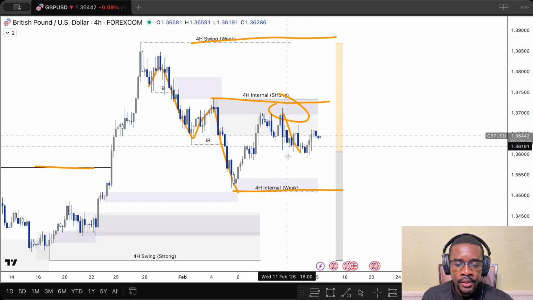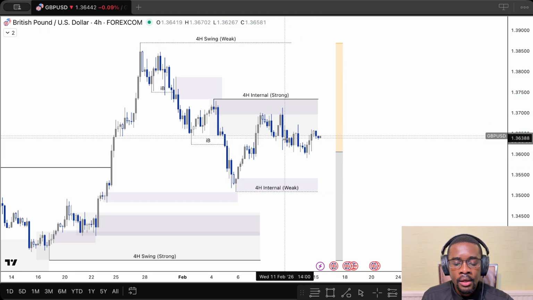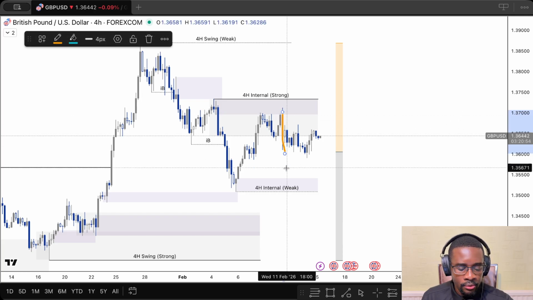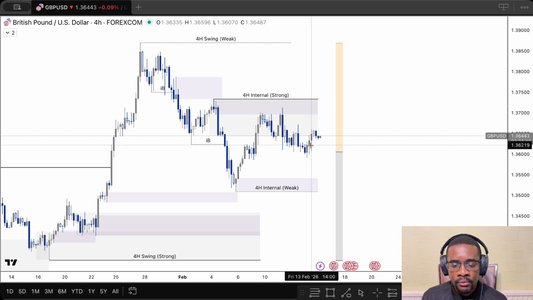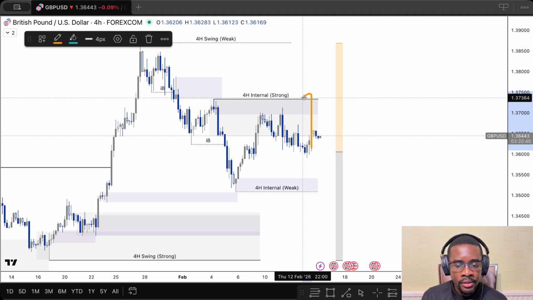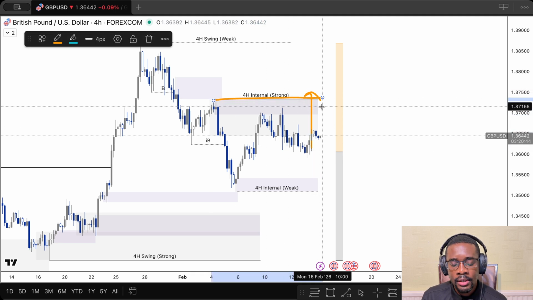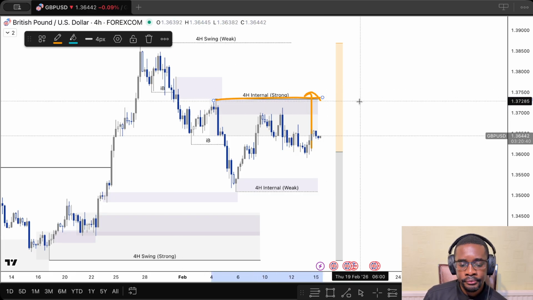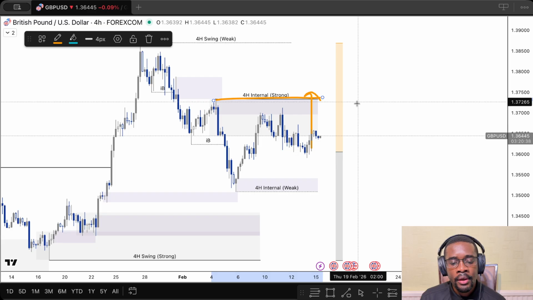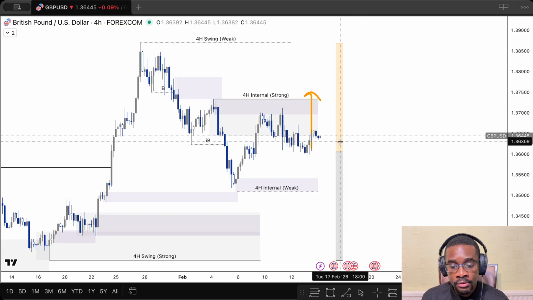This was NFP. Okay, it's getting messy. This was NFP right there, and then the expectation was that on CPI on Friday, it may reverse and push price up to break this internal bearish range. However, CPI didn't do much.